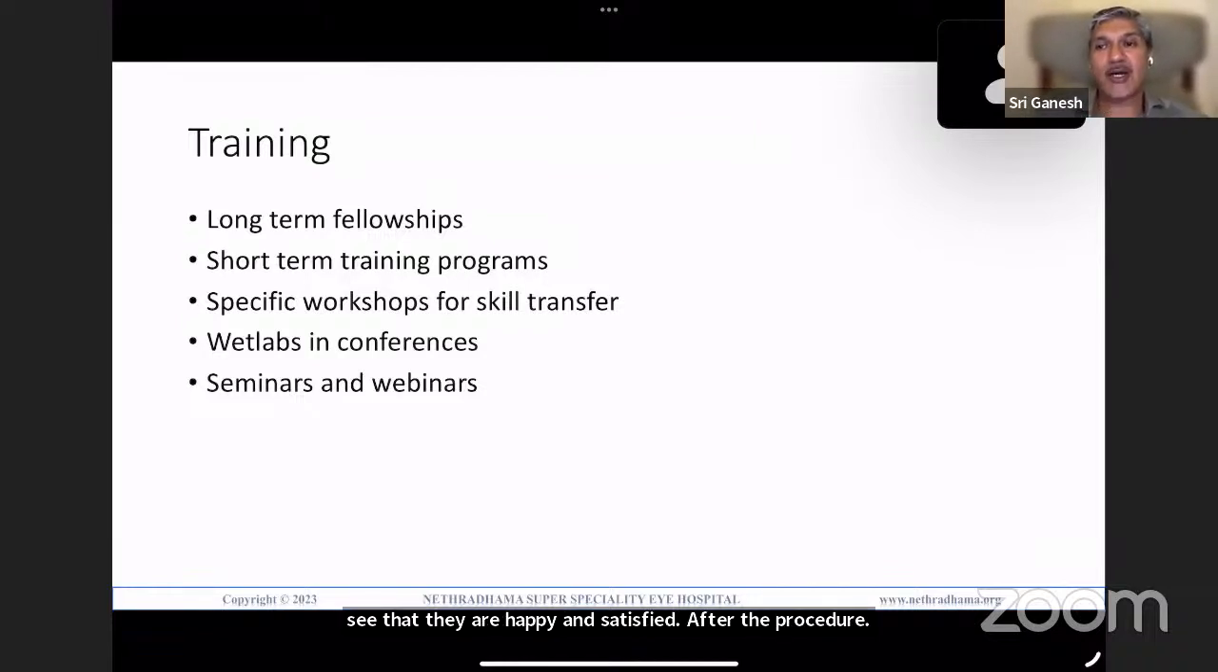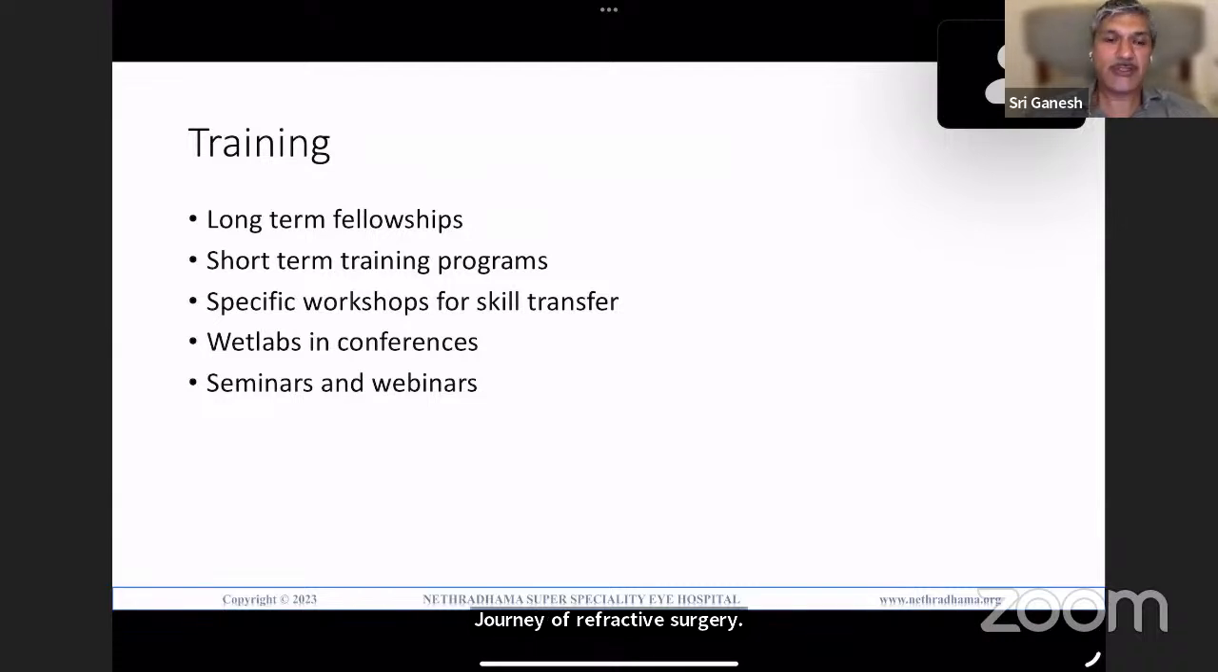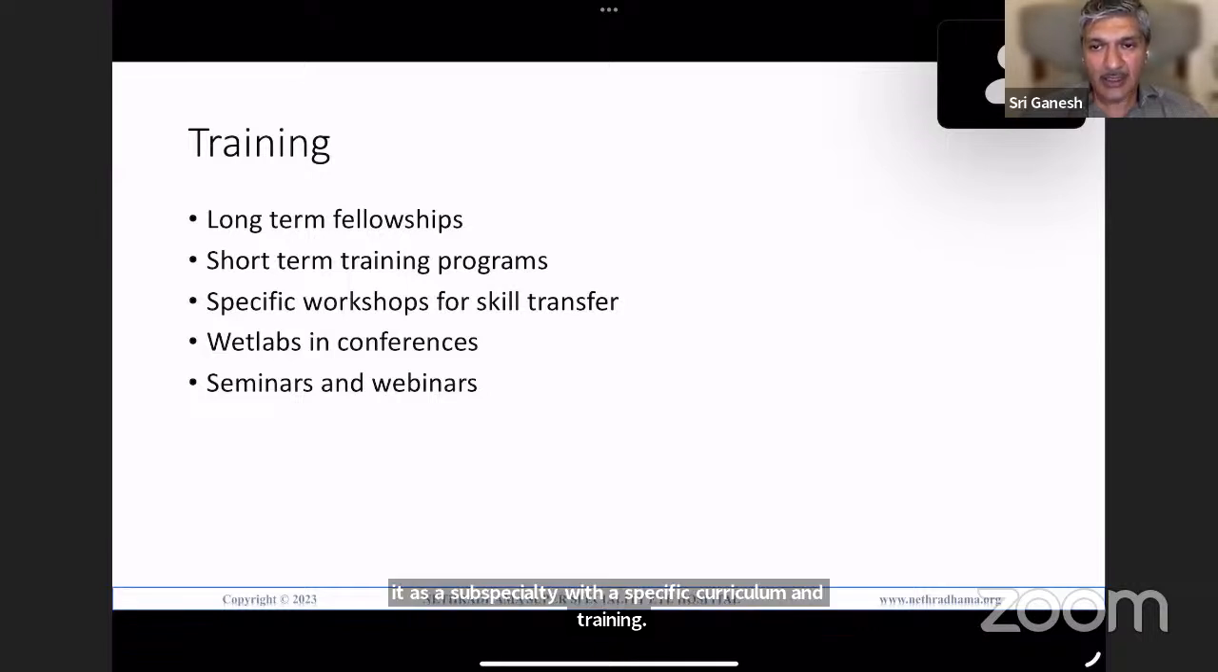Now, before you start your journey of refractive surgery, know that it is a subspecialty. In fact, now they have started what is known as the World College of Refractive Surgery, where they want to put it as a subspecialty with a specific curriculum and training, so that the results and satisfaction after a refractive surgery is good.